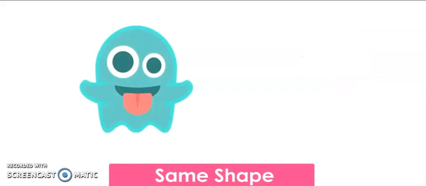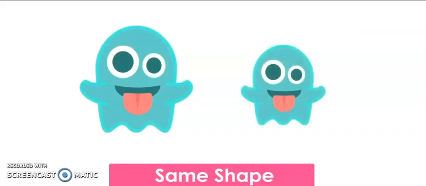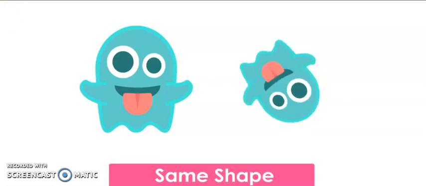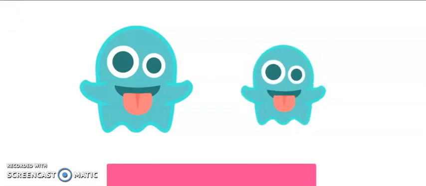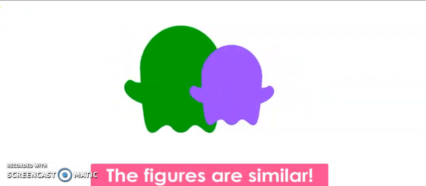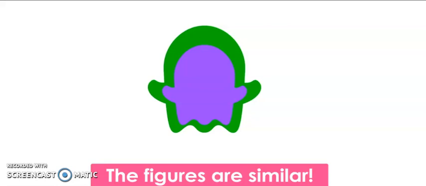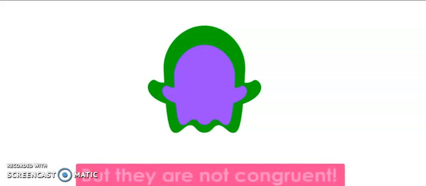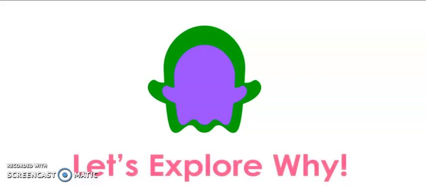So here's another example of two similar figures. The two ghosts are different sizes, but they have the same shape. Even if one is facing a different direction than the other, they still have the same shape, therefore they are still similar. Now when we say the same shape, we have to be specific in that the two figures are proportional to each other. And we can illustrate this by overlapping the two. Now from here we can clearly see that the figures are similar, but since they are not the identical same size, we can also conclude that they are not congruent. So now let's go ahead and explore why.